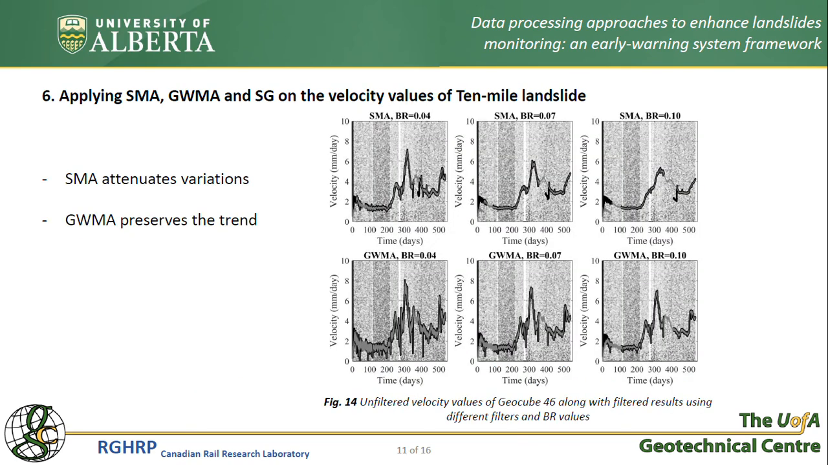The velocity diagrams were then obtained using the filtered displacement values. Here, figure 14 shows a sample of results after application of SMA and Gaussian filter. The first row of diagrams belongs to SMA and displays that this filter is highly sensitive to window size, and valuable information on landslide kinematics might be lost in the filtration process, while the Gaussian filter on the second row of diagrams acts more preservative on the trend while efficiently and effectively reducing the scatter.